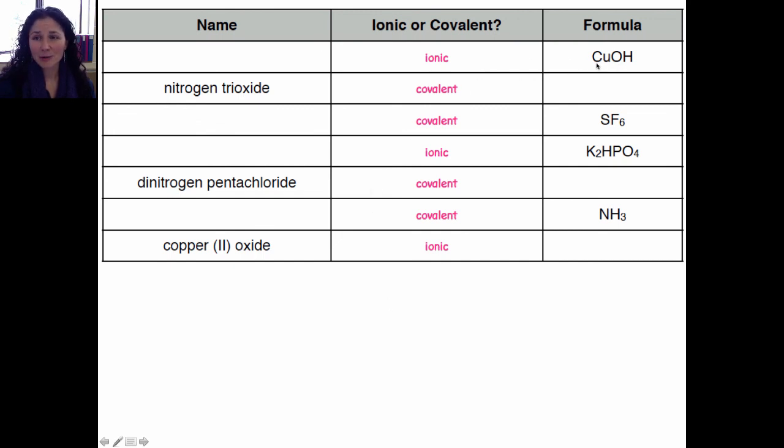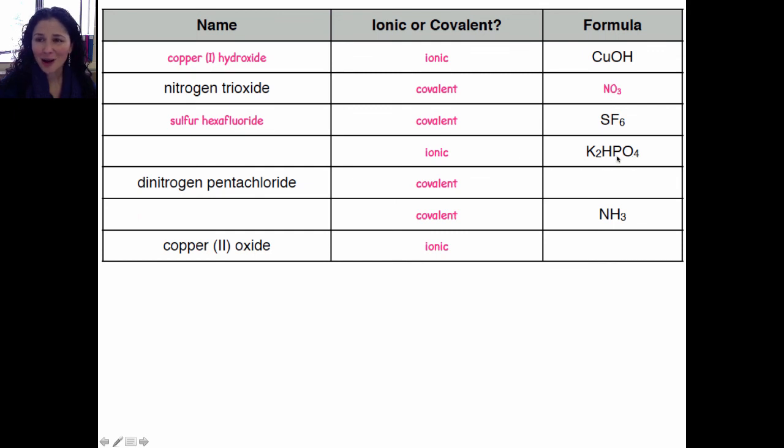Okay, so now this is ionic. This is a formula that contains a transition metal and a complex ion, the hydroxide ion. So I'd first have to find the charge on copper. And because the hydroxide ion has a -1 charge, that must mean that copper has a +1 charge. So this is copper(I) hydroxide. Nitrogen trioxide, just 1 nitrogen and 3 oxygens, it's covalent. This is sulfur hexafluoride.